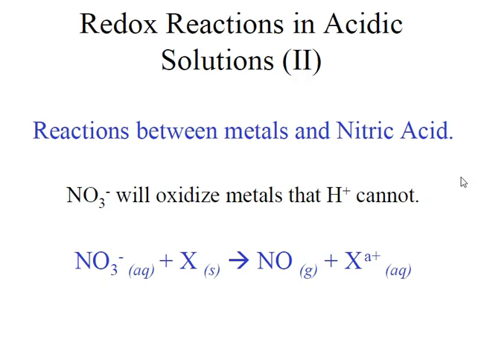So you see here, the reaction is the nitrate ion reacting with the metal to form nitrogen oxide or nitrogen dioxide gas, depending on the concentration. Here they have it as nitrogen monoxide. And then you have X, which is your metal, and now it's in the ionic form. It has been oxidized by the nitrate ion.